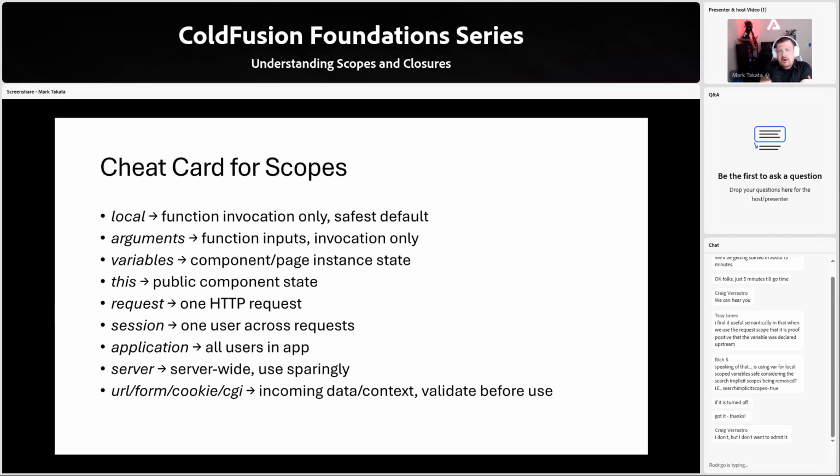Okay, so this is the cheat card for which scopes should be used where. And it's a good one. So local inside of function invocations, it's the safest default. Arguments, they only exist when they're input into a function, when you're invocating it, when you're instantiating it. Variables, those are for component page instance states, usually for private helper functions, things like that. This, same except for public component states. Requests, they live for one HTTP request only. They're useful for utilization across shared functions inside of that request only, right?